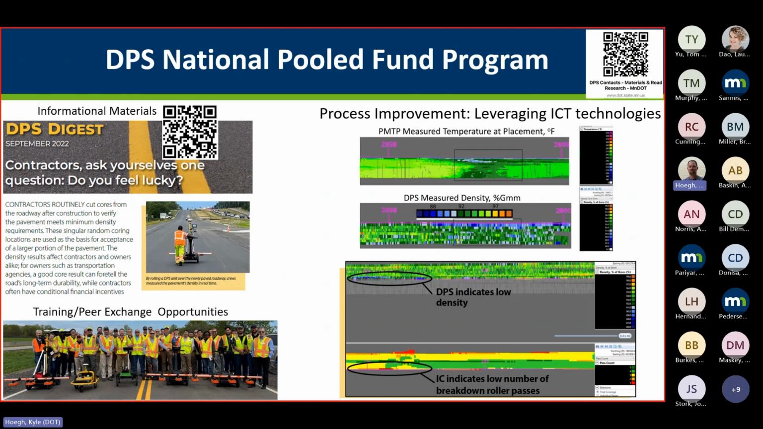And then, of course, we're trying to, as much as possible, work with other ICT technologies so we get a more full-scale picture of what's going on with our paving, because DPS is just one aspect of it, trying to map out the full coverage density. But that's, of course, a function of all these other great intelligent construction technologies.